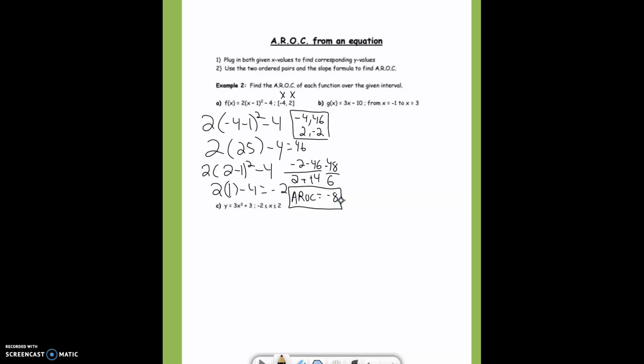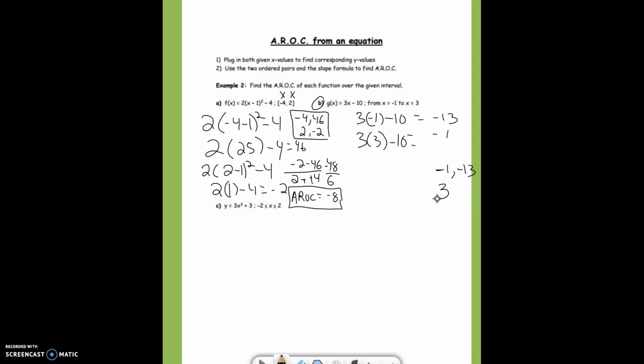All right, let's check out the next one. So again, I'm going to do the same thing for B. I am going to plug in -1 first, so 3 times -1 minus 10. That's going to give me -13. So my first ordered pair is -1, -13. Now I'm going to plug in 3, so 3 times 3, 9 minus 10 would be -1.